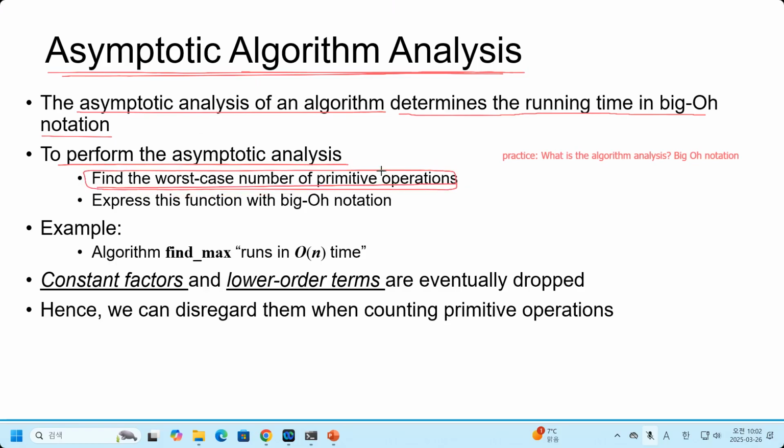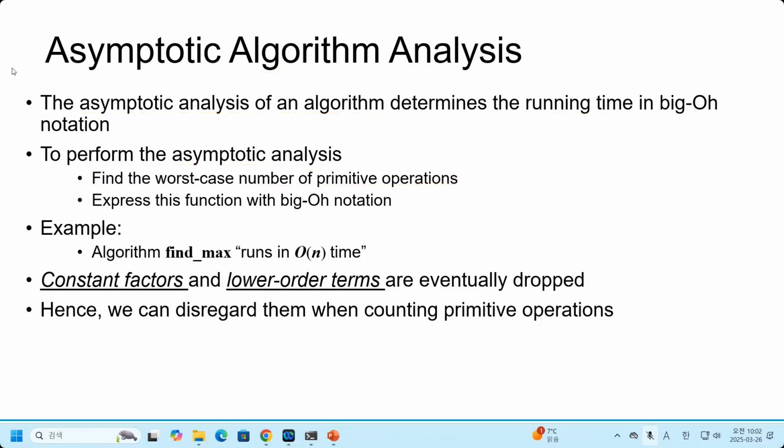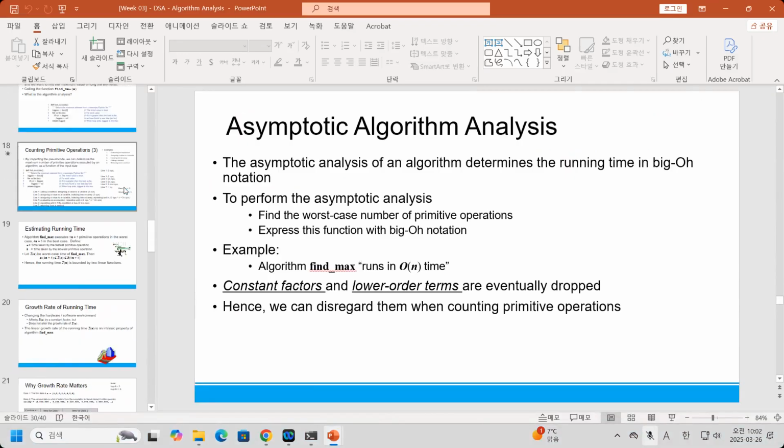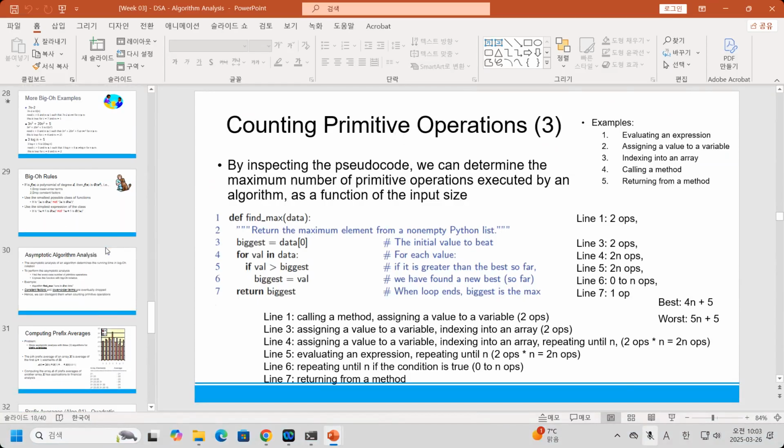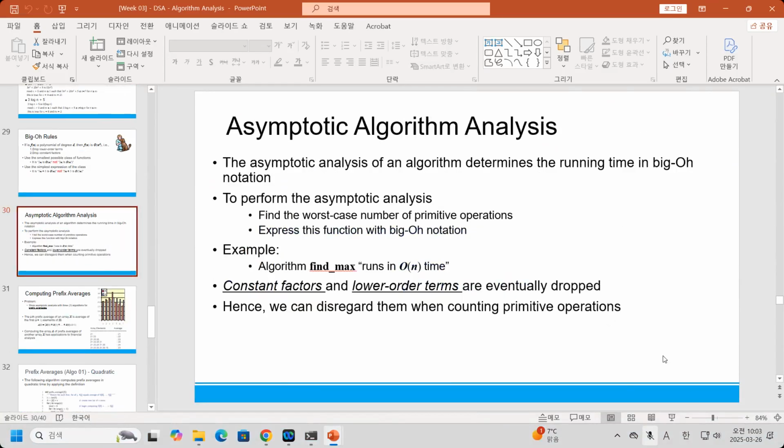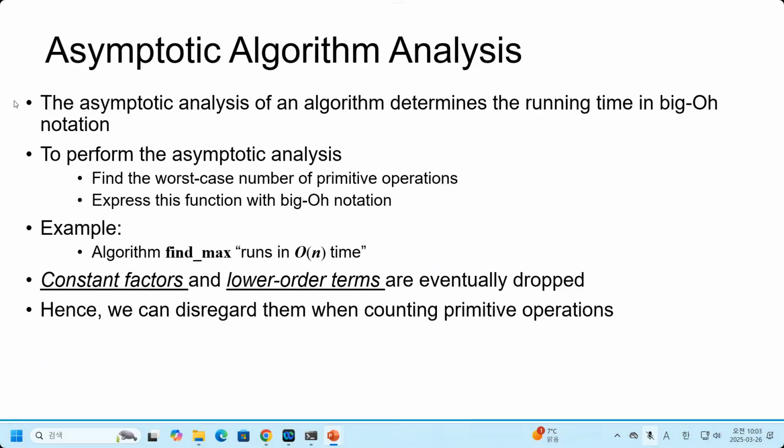We learn from the previous example. We calculate like this, one by one. With one input, you check. This is two operations, two n operations, and so on. And then at the end, you need to express this function with big O notation.